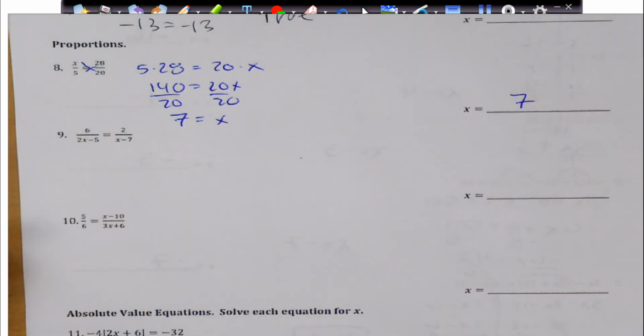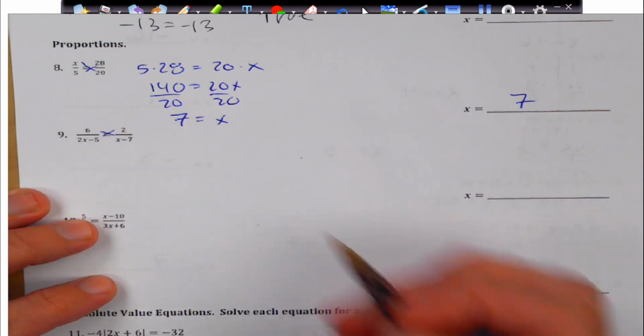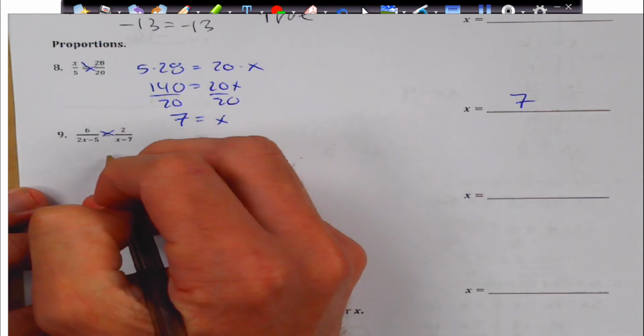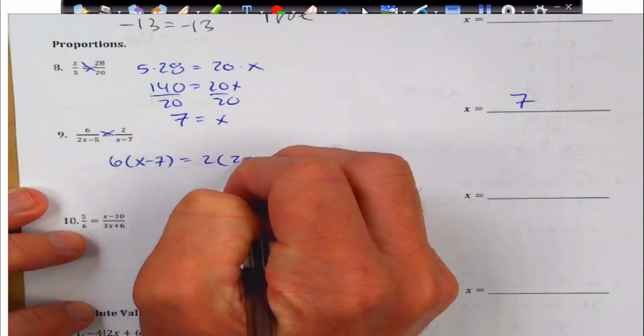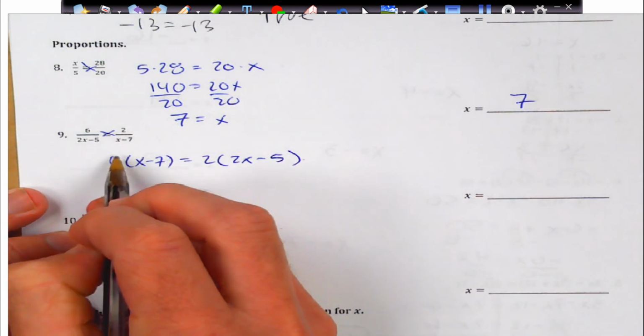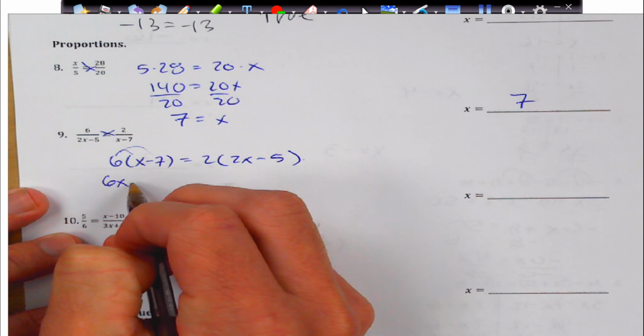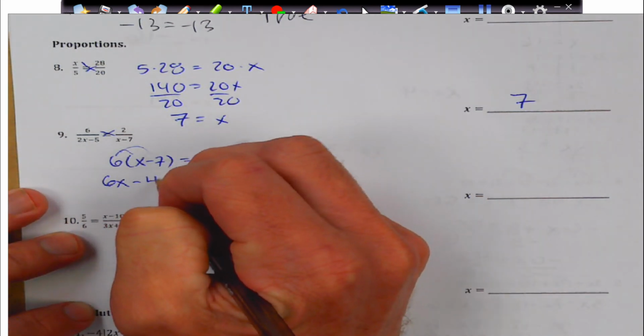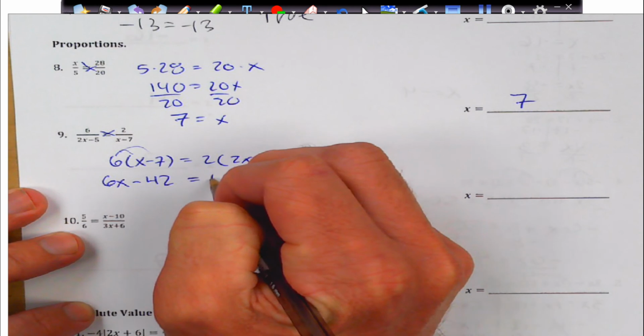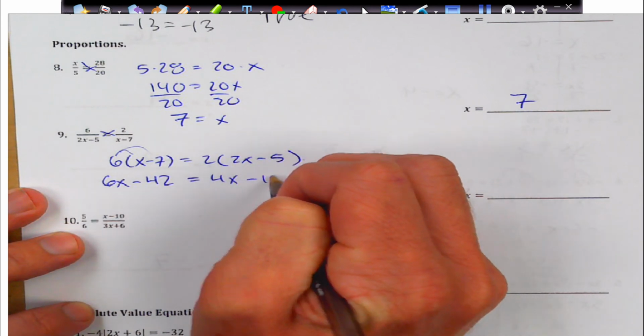Okay, so same thing, we want to do it again. Run it back again, and we're cross multiplying. This time we have more than one term, so we're going to have to distribute when we multiply in. So we're going to distribute the 6 in, so we get 6x minus 6 times 7, which is 42, and 2 times 2x, which is 4x, and 2 times negative 5, which is negative 10.